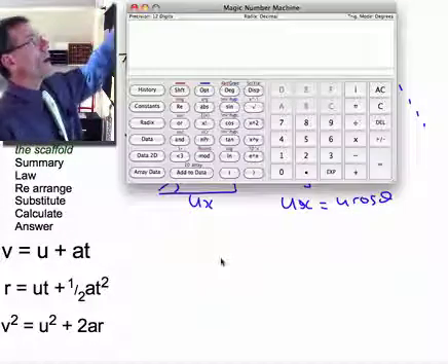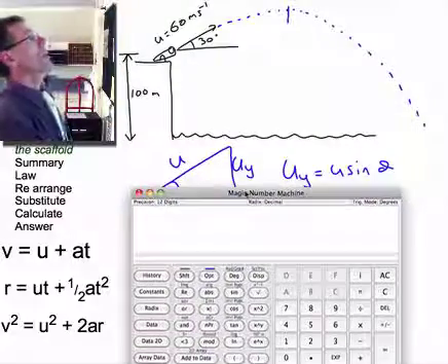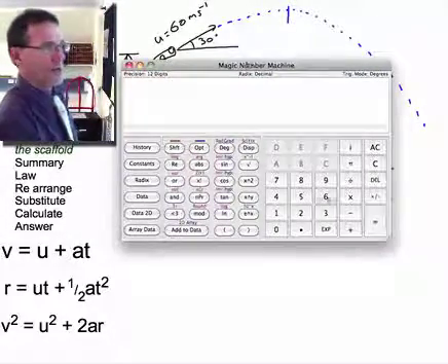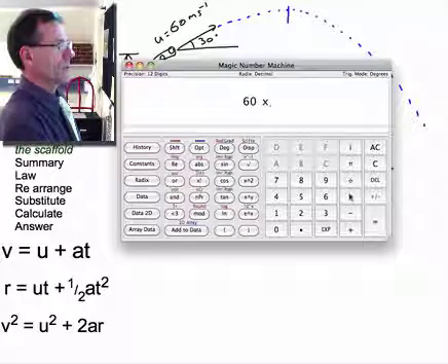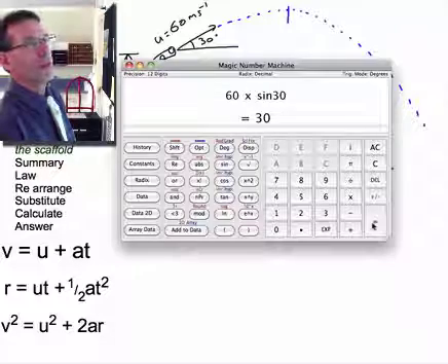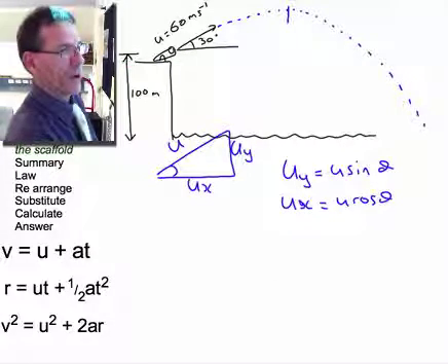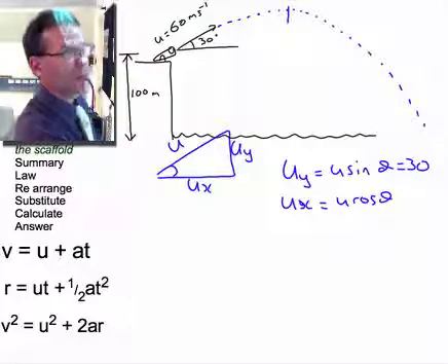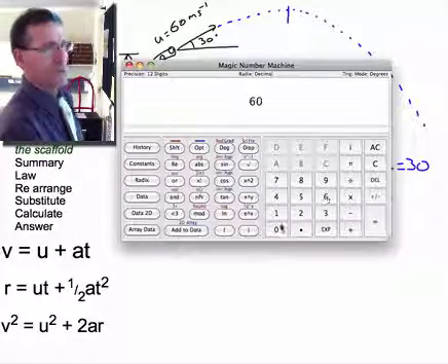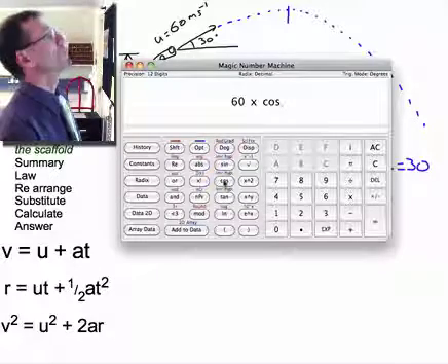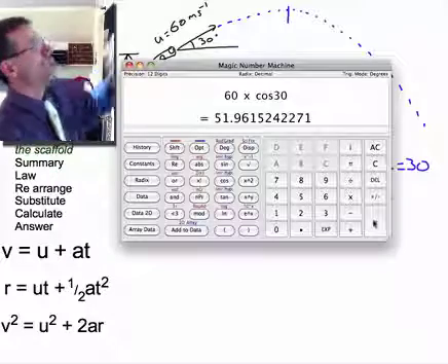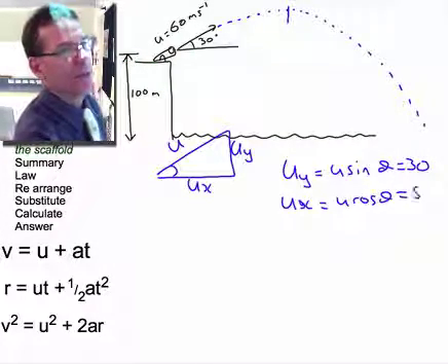So uy, let's see, what's our u? It's 60 and it's 30 degrees. Okay, so 60 times the sine of 30 gives us 30 meters per second. So our uy is 30 meters per second and our ux is 60 times the cos of 30 degrees, which is going to come out around about, let's call that 52 meters per second.